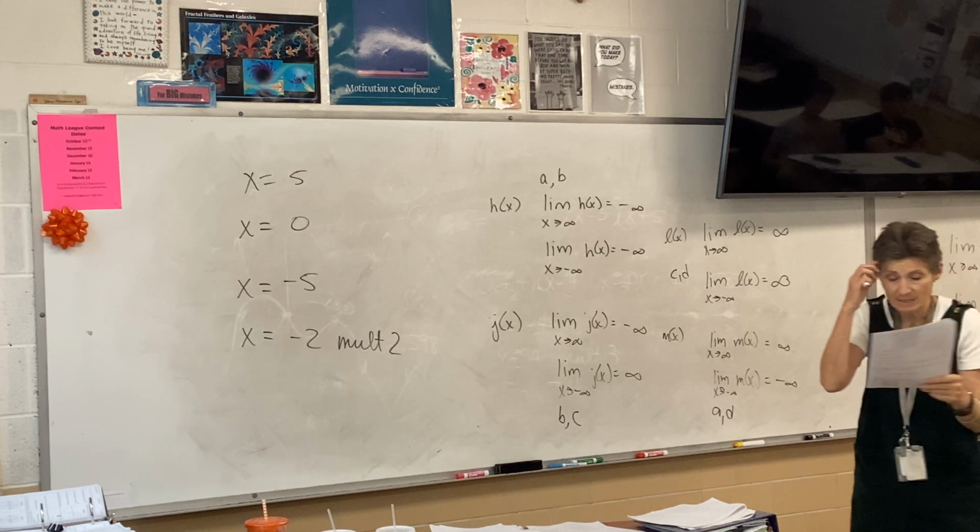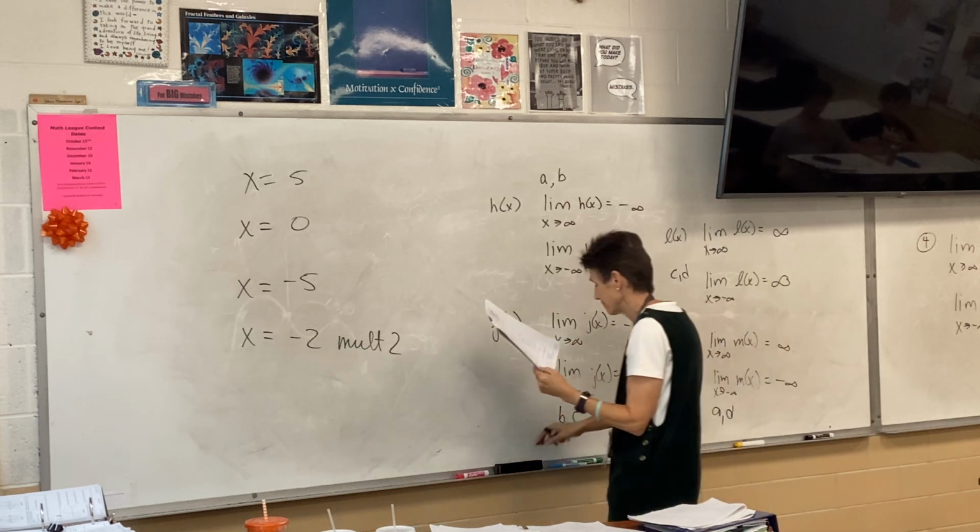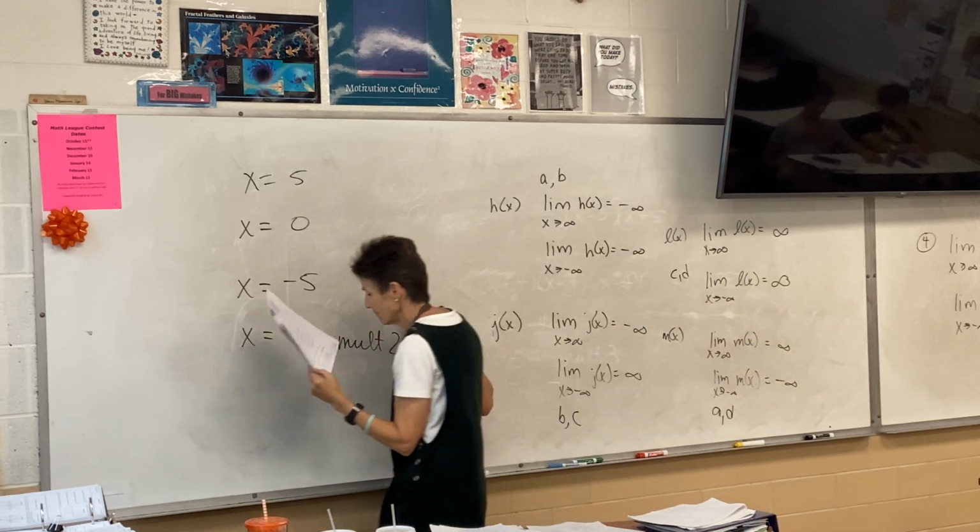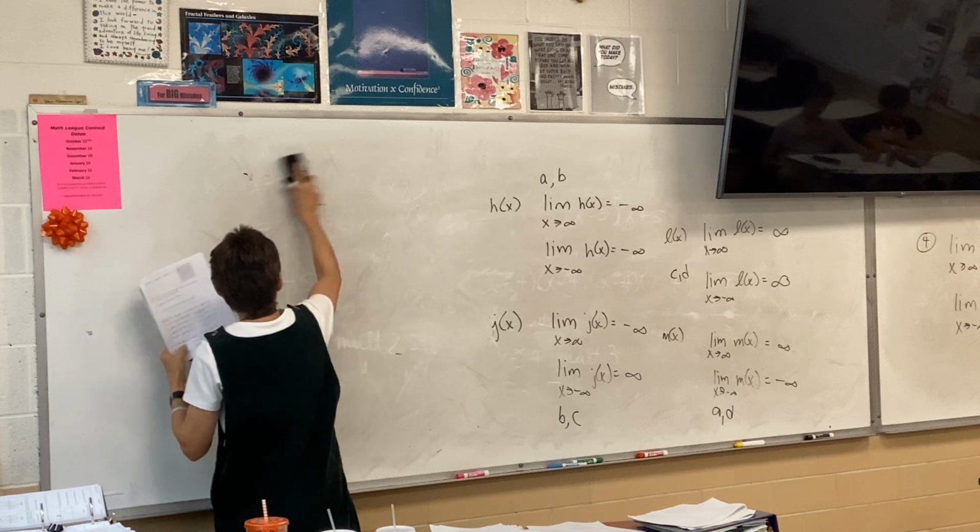All right, 11, find the zeros. You don't have to factor it. You know how to do it, it's easy. Hopefully, it's easy.